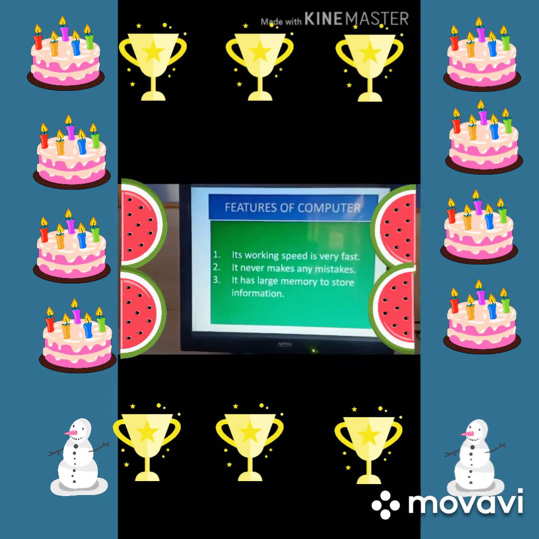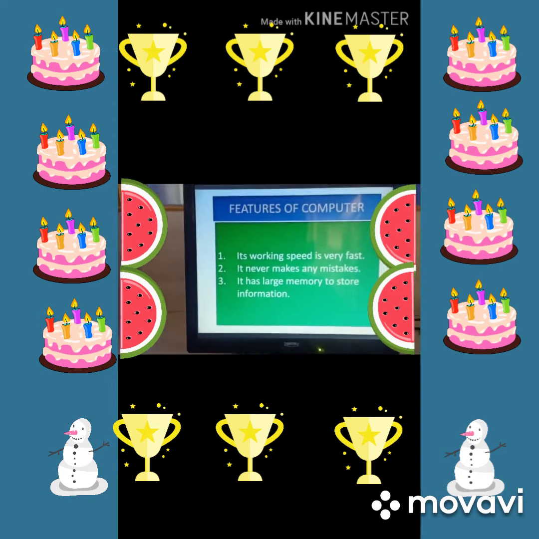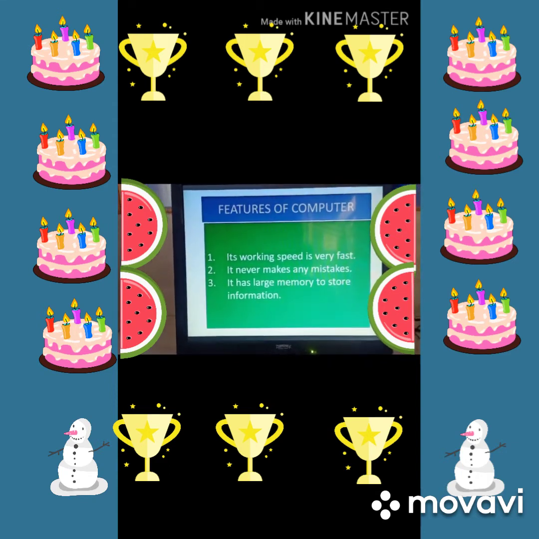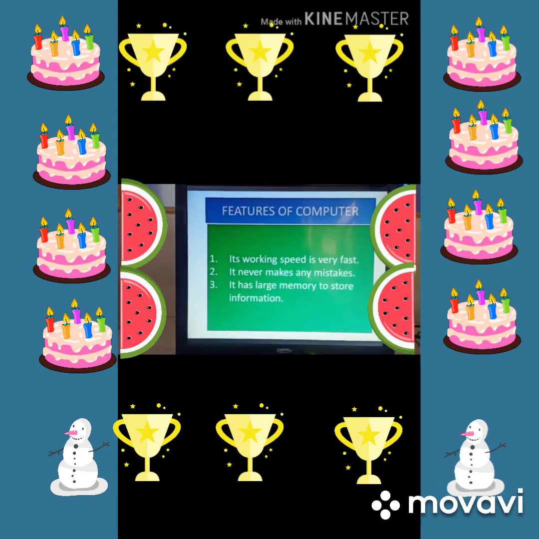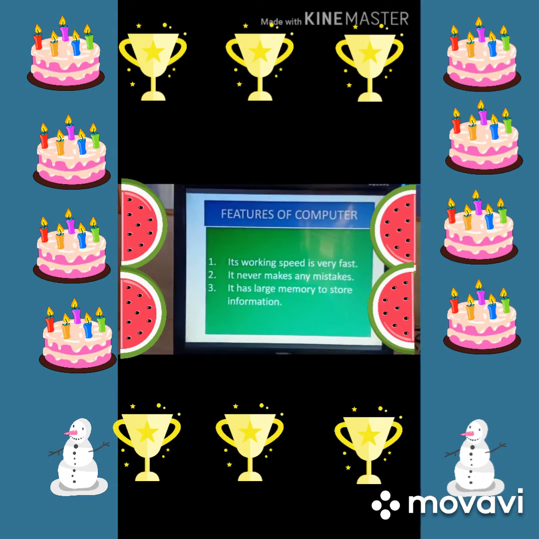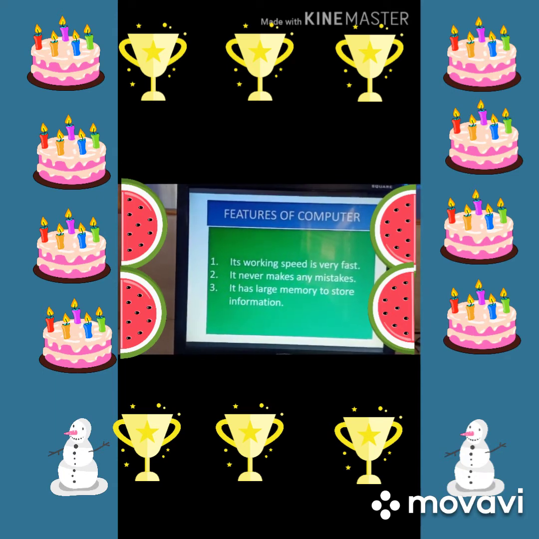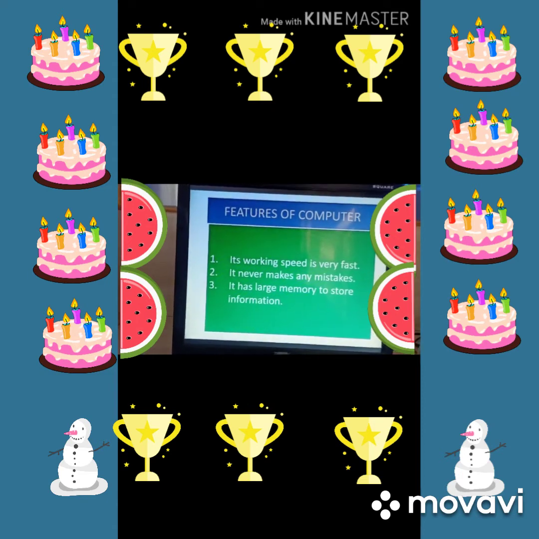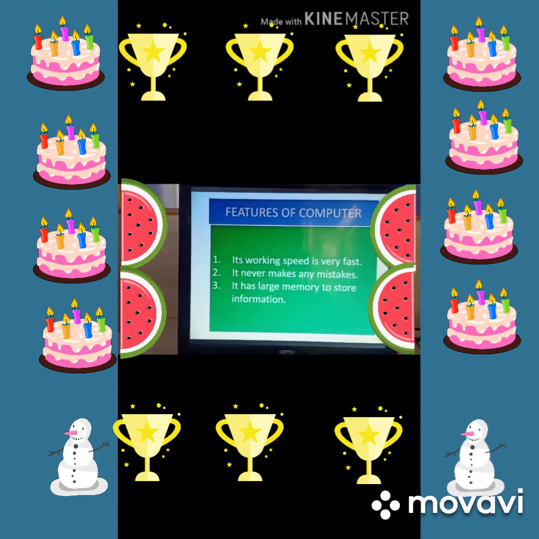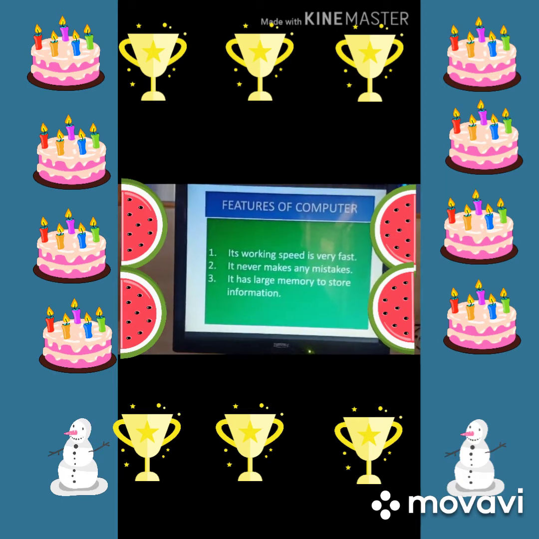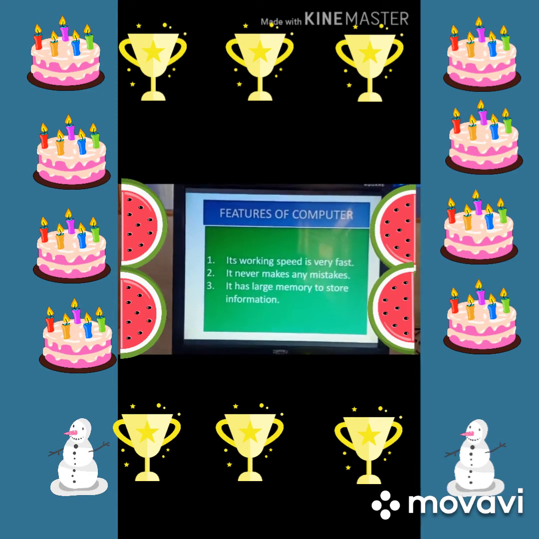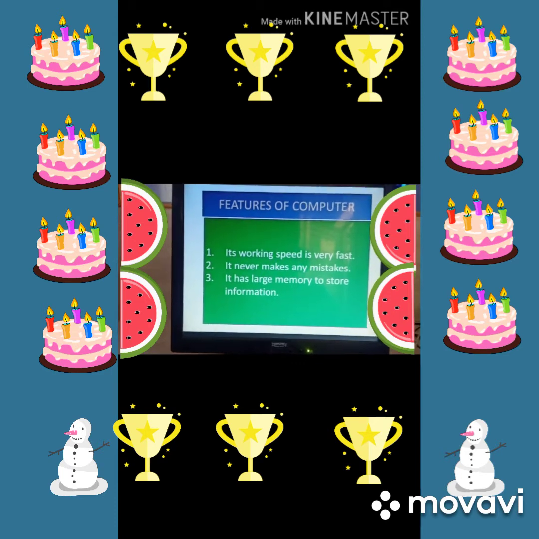Next one, computer never makes mistakes. So computer always writes the right answer. That means it is always giving the right answers. So students, when you calculate 4-digit or 5-digit numbers in addition, subtraction, multiplication or division, there are chances for the human being to make mistakes. Whereas the computer, that means your calculator, can never make mistakes. 100% accurate result. That's why we prefer this type of computer.